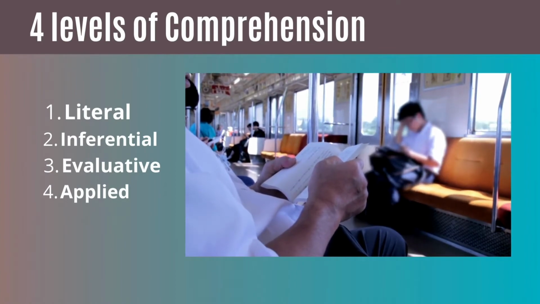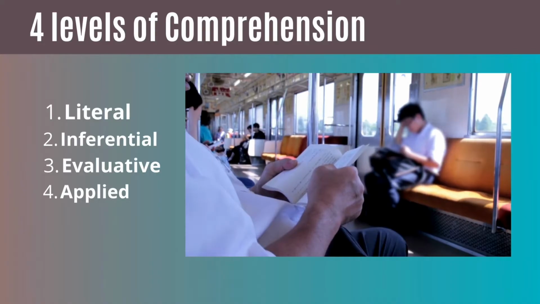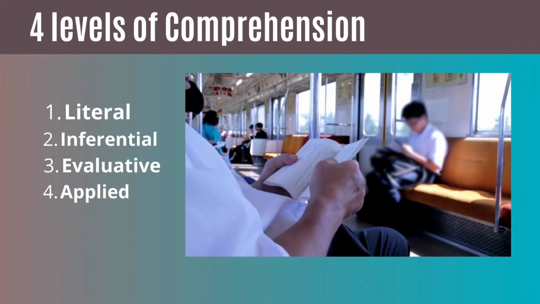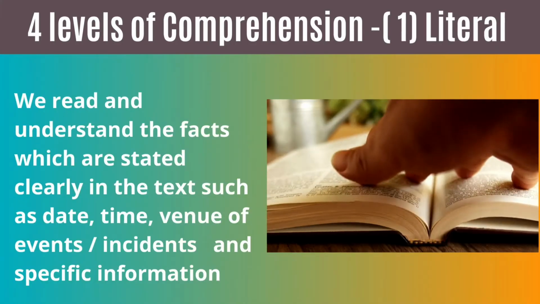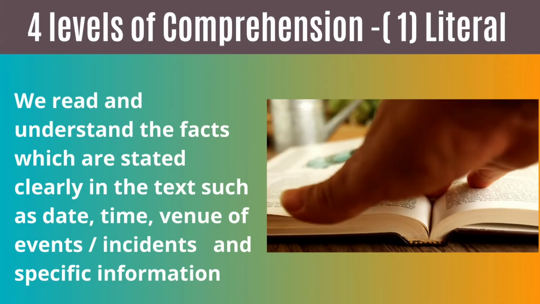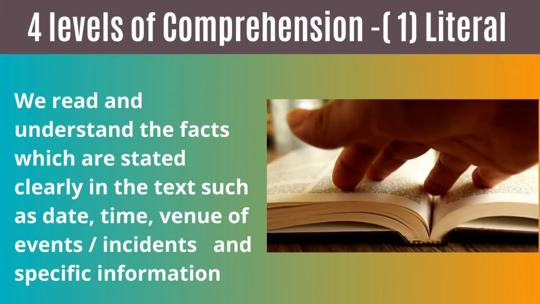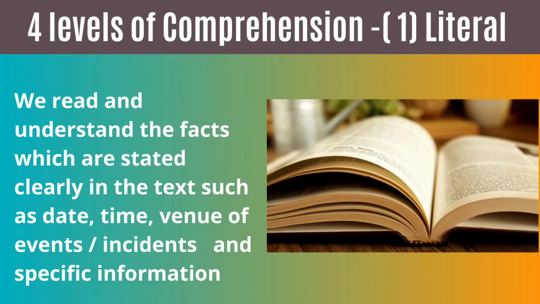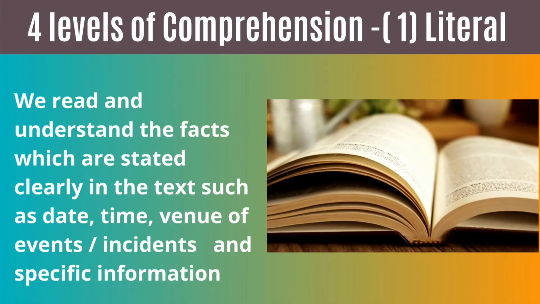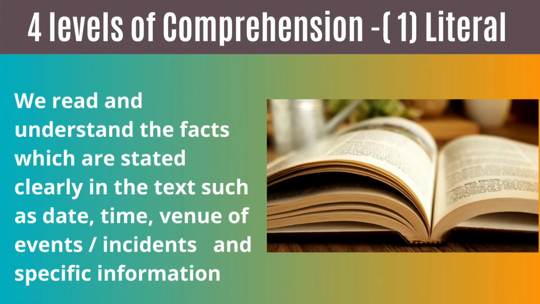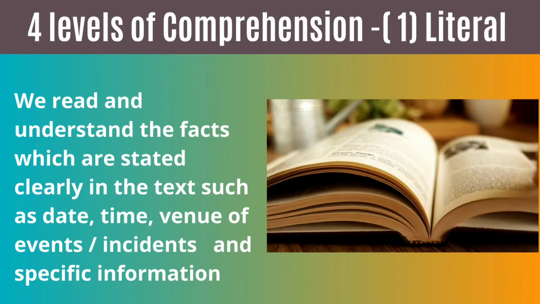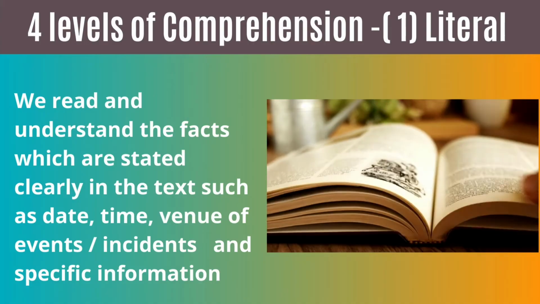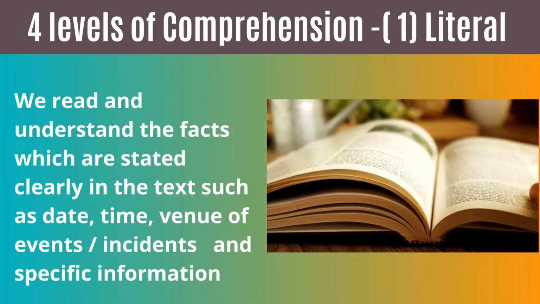Alright, there are 4 levels of comprehension. First is literal, second inferential, third evaluative, and fourth applied. Let me explain. Alright, the first one, literal. We read and understand the facts which are stated clearly in the text, such as date, time, venue of events or incidents, and specific information. So at this level, we read just on the surface, just to look at some important points, but not really think about what we read.